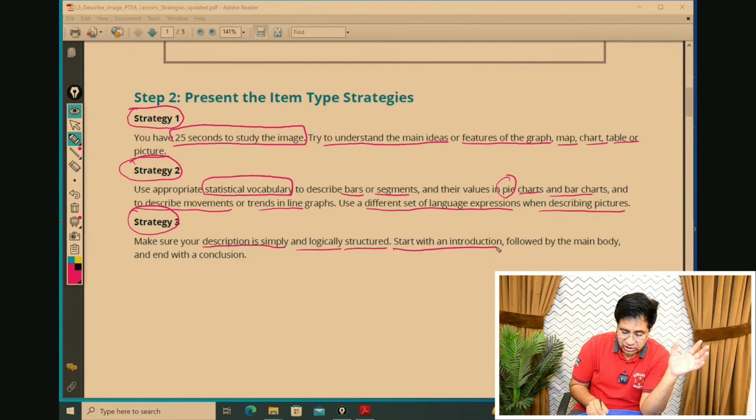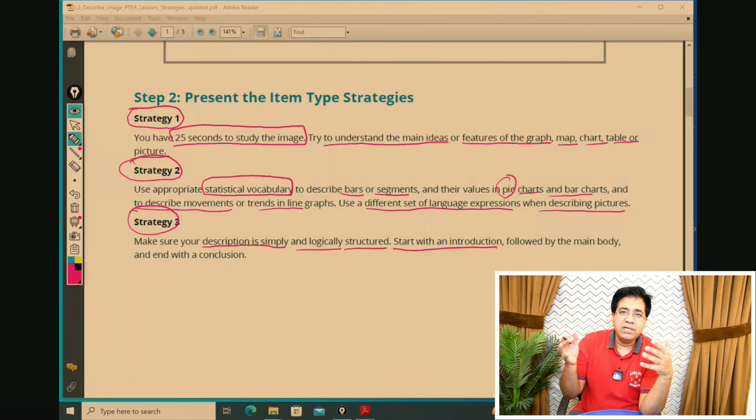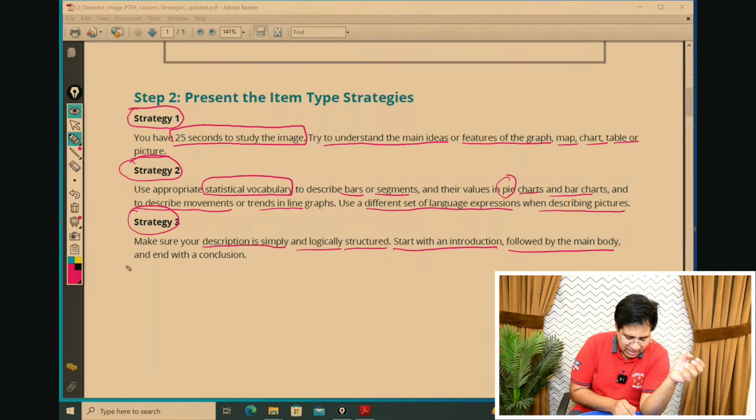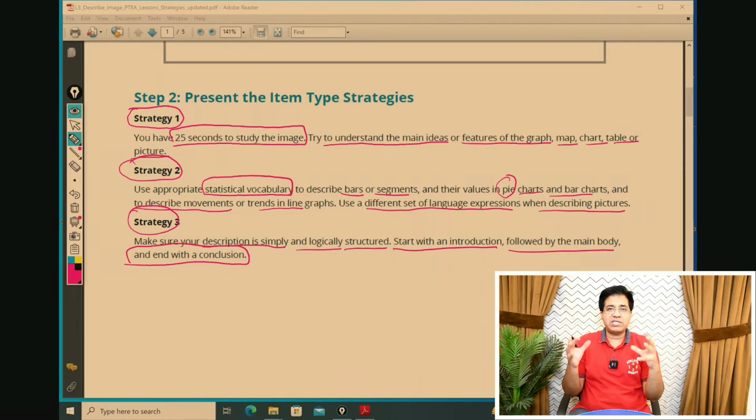Start with an introduction. This is very important, and you can get it from there. You can get this introduction from a template, how to start. For example, this picture in front of me is very beautiful. This picture is about, or which is about, and then you can go on. Followed by main body and end with a conclusion, because artificial intelligence will say by the end of your answer you concluded, and then you will get score on that. Okay, so this question type is important.